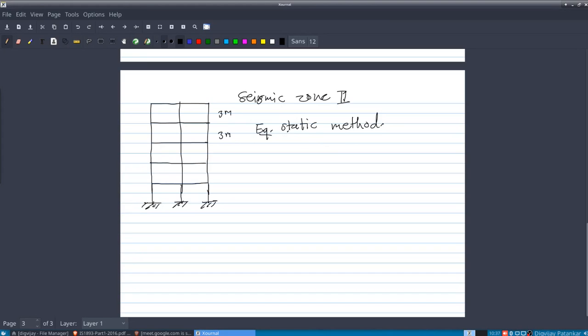So what is the first thing that I need to do? Let us go to the first equation, that is VB is equal to AH into W. I need to find out what is the seismic weight. So to do that, of course, I need to give you all the details of what is the column dimensions and cross sections, and since it's 3D, I should also provide the third dimension here, that length, as well as the slab thickness and so on.